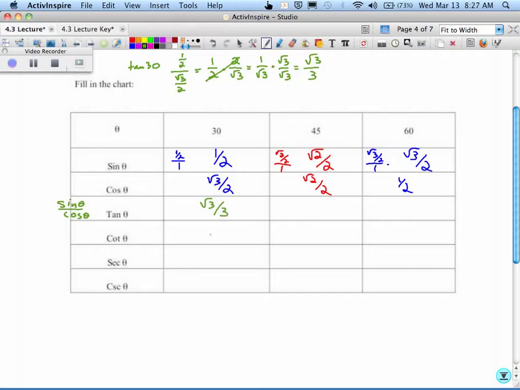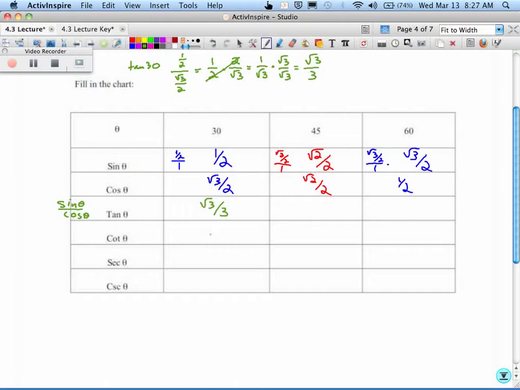So all I did is take the sine and divide by cosine, which really is to take sine and multiply by the reciprocal of cosine. Because when you divide by a fraction, you multiply by its reciprocal. 45. What do you do? Sine is root 2 over 2. Cosine is root 2 over 2. What do you get when you go? Yeah, 1, right?